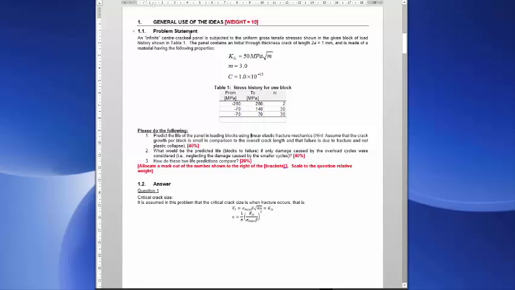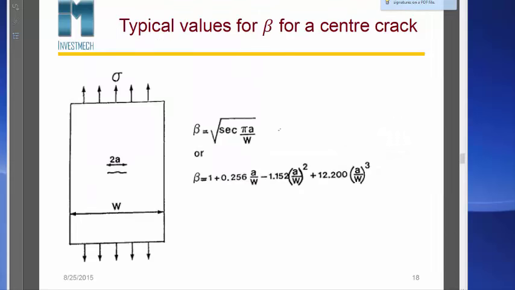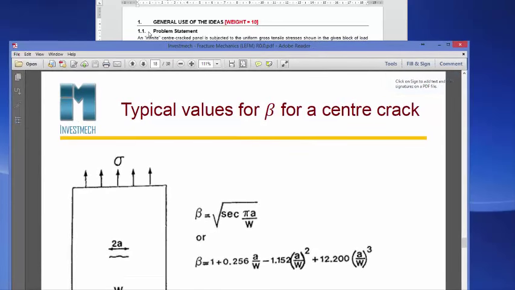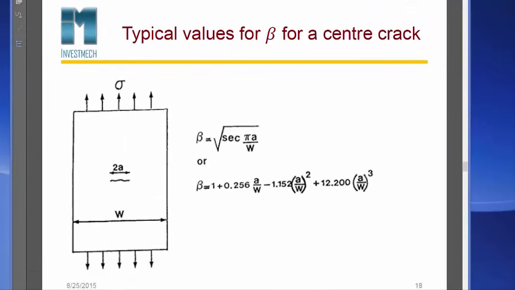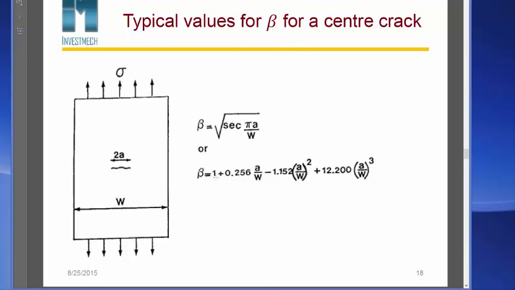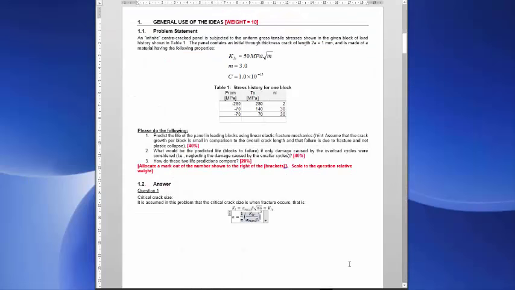They say an infinite center crack panel is subject to the uniform cross-section. I'm going to open the notes where we look at the beta values for these cracks. This is the note that we have for a center crack specimen, and here we can see that beta is equal to 1 plus 0.256 A over W minus 1. You can see the rest of the terms. Now, in the question it was said, an infinite center crack panel. That means W is infinitely large. So when W is infinitely large, beta is basically equal to 1. So I'm going to use that here. So beta is basically equal to 1.